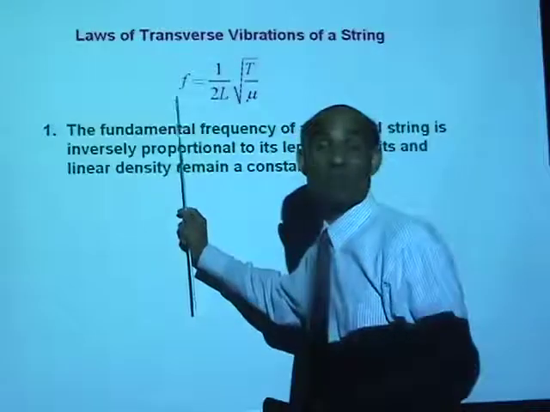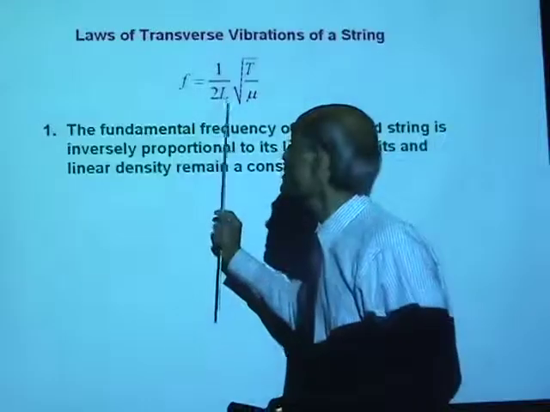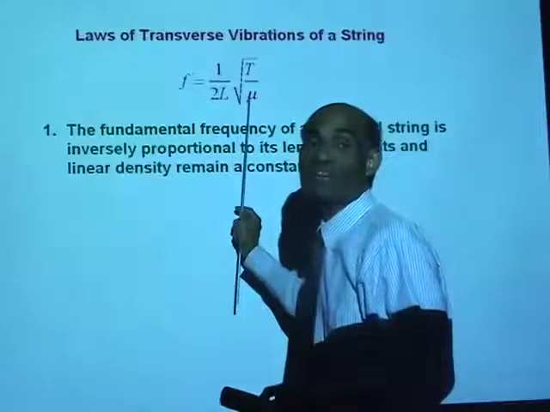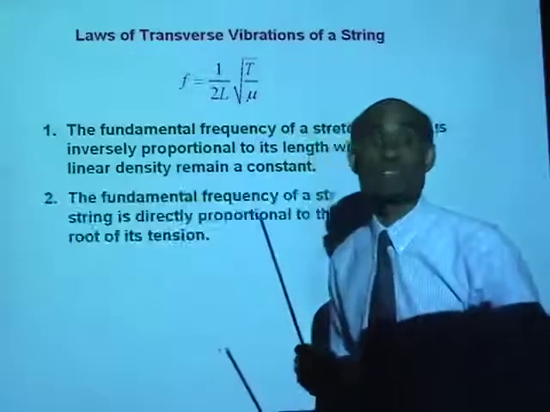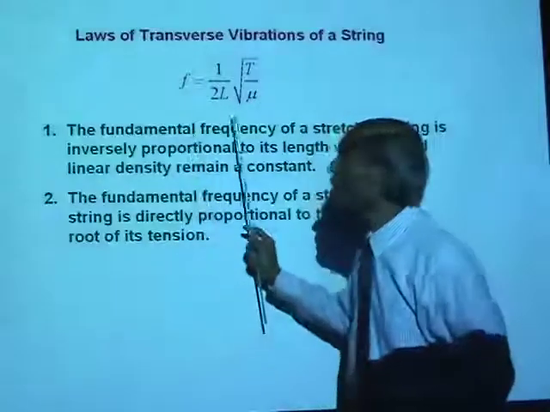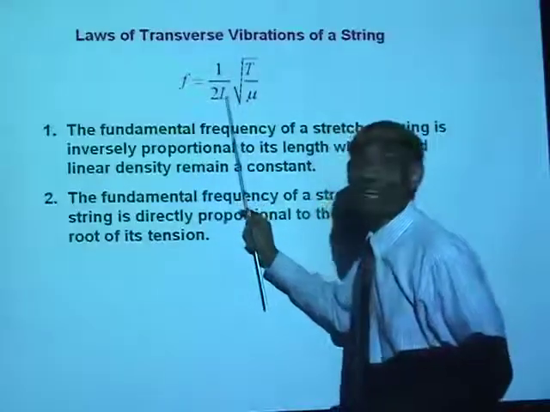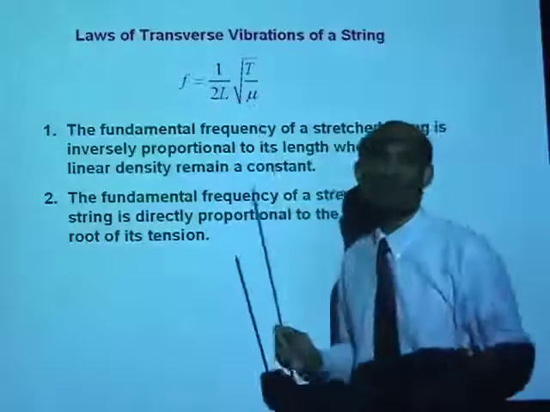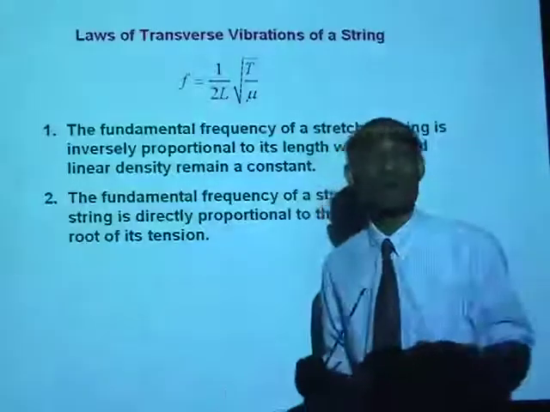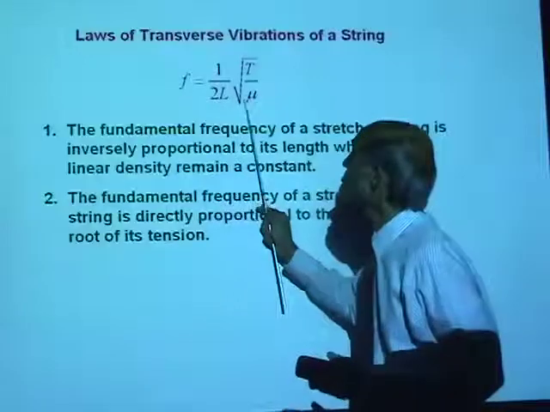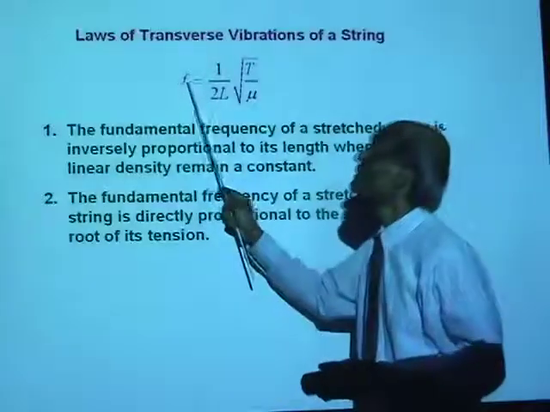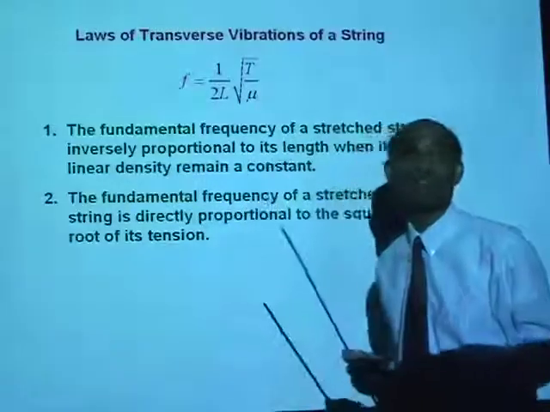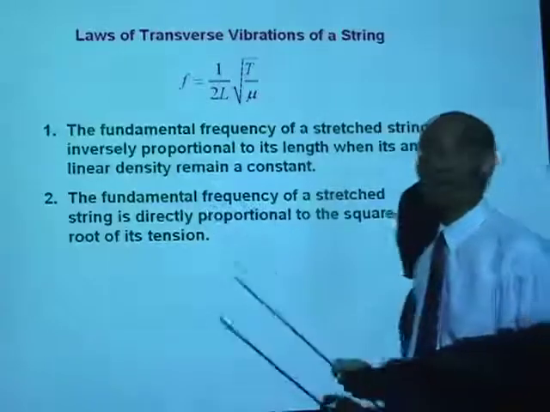Frequency of the fundamental mode of vibration is inversely proportional to the length of the string when the tension and the linear density are constant. The second law says for a given length, if length and the value of mu are kept constant (mu actually describes the thickness of the wire), then the frequency is directly proportional to the square root of the tension. And that is the second law.